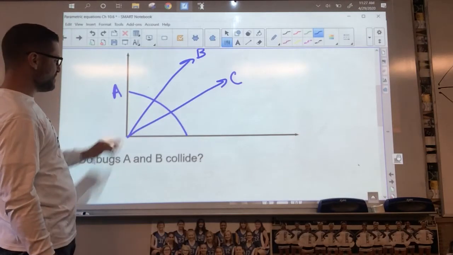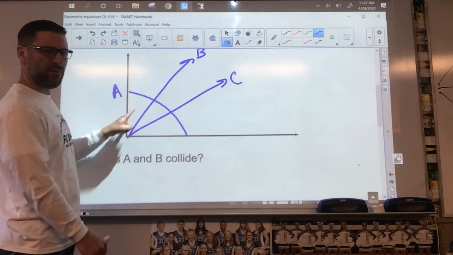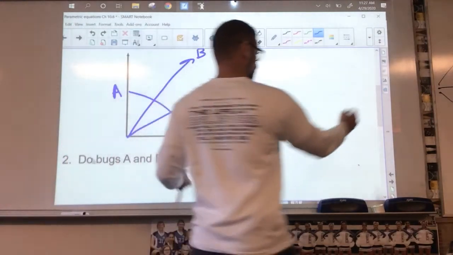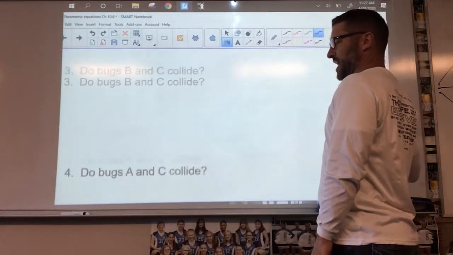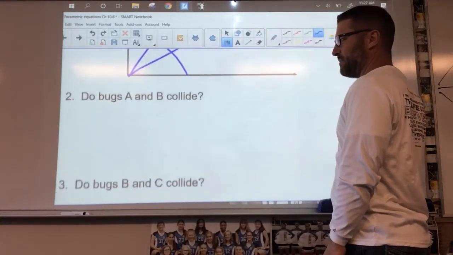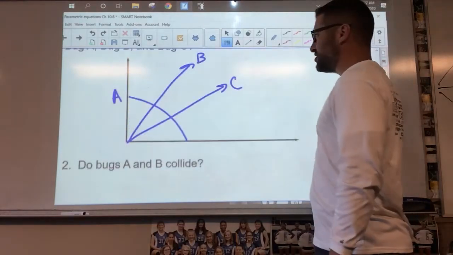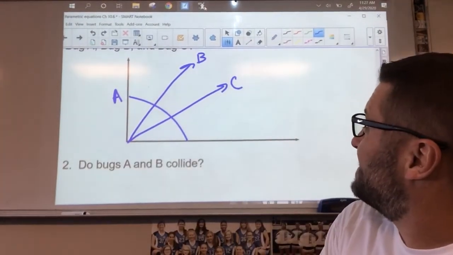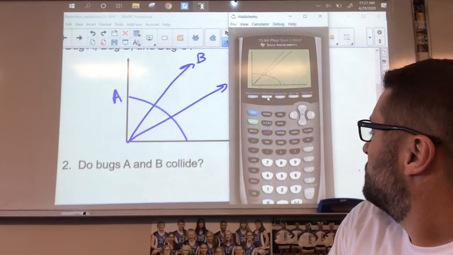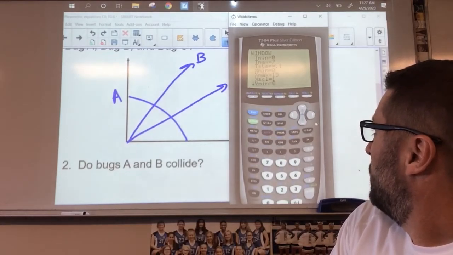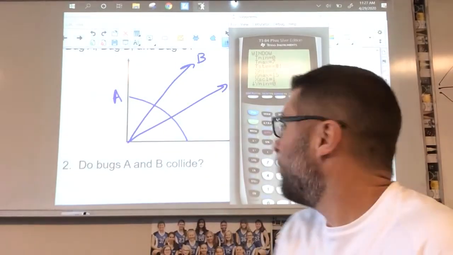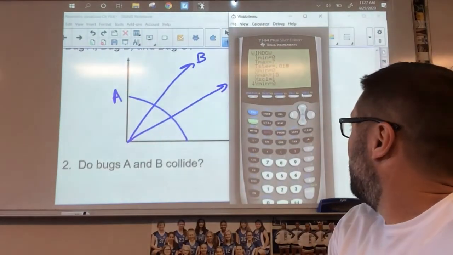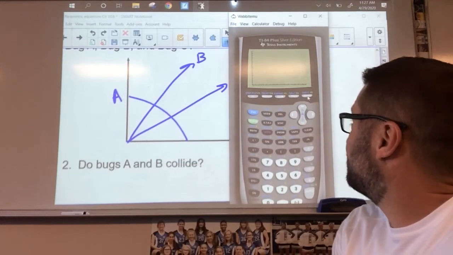And it says, do bugs A and B collide? If they were at the same place at the same time they did. Do bugs B and C collide? Do bugs A and C collide? Oh, man. They're asking me for collisions. Did we get bug splat? Well, the way you can test that is you can slow it down. So I'm going to go to my window, and rather than a t-step of 0.1, I'm going to use a t-step of 0.01. I'm going to graph it and see if I have bug splat.